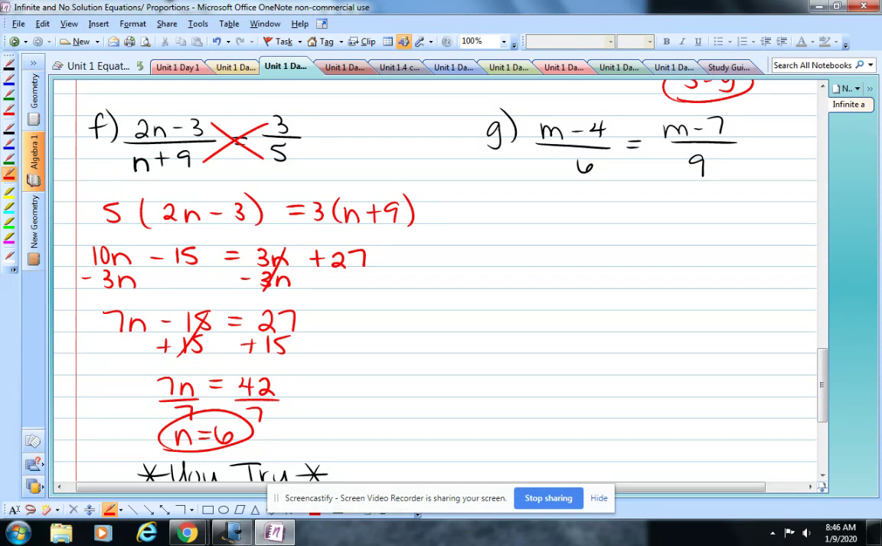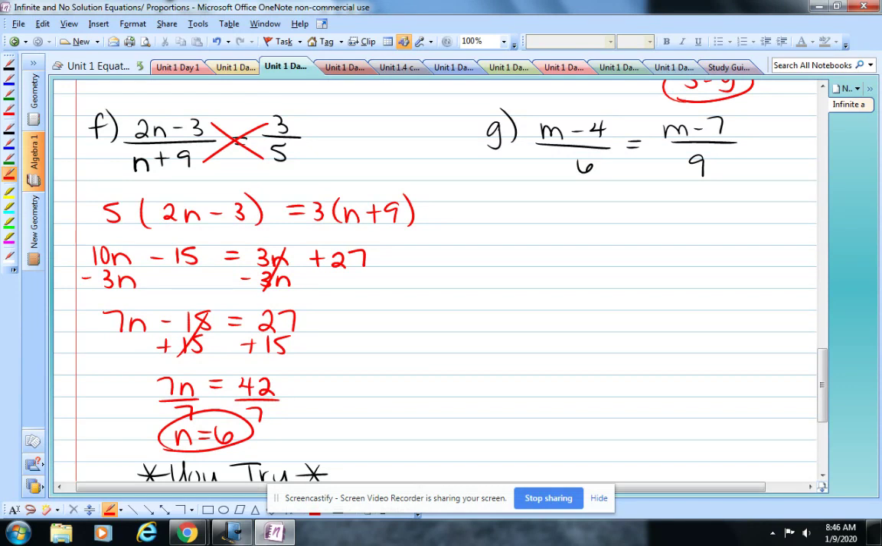But this is not terrible. It's not complicated, right? They might take a minute, but they're not complicated. So G is the same thing again. It just has your variables in different places. M minus 4 over 6 equals M minus 7 over 9.